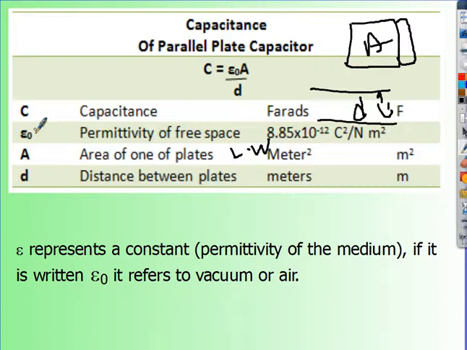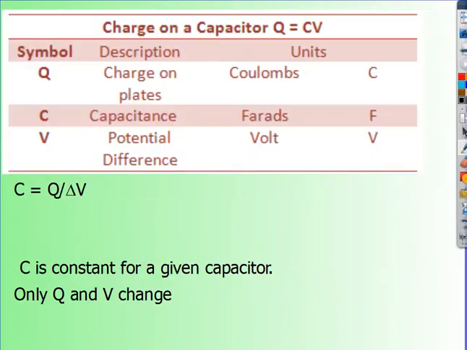Sometimes we replace epsilon naught with epsilon. If we put a dielectric in, which we're going to discuss in a minute, then epsilon is the permittivity of the medium. And when we use epsilon naught, we're referring to vacuum or air. Air is not quite the same thing, but it really is close enough. We don't worry about it.